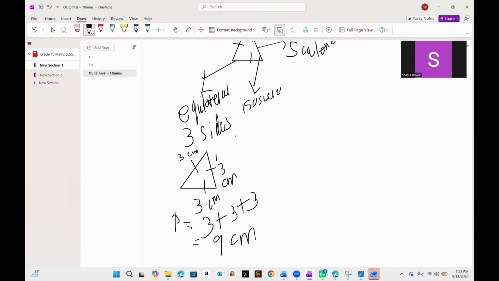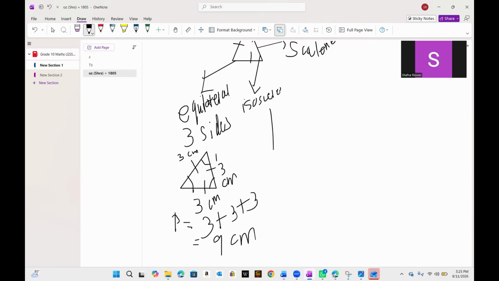Okay. Now you know that in an equilateral triangle, what happens? All the three sides are equal. So when you're going to take the perimeter of an equilateral triangle, you have to take all the three sides and add all of it together. Only thing is that all are going to be the same, because all the three sides are equal. And all the three angles are also equal. 60, 60 and 60.